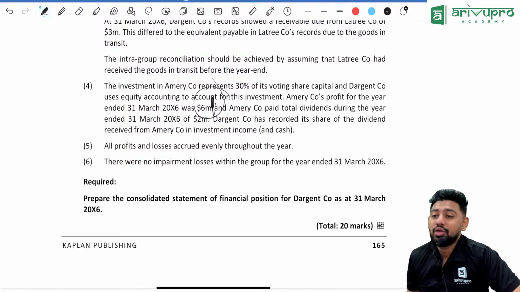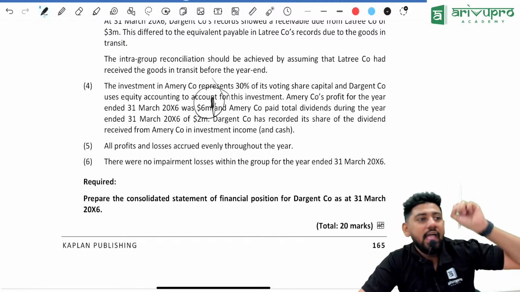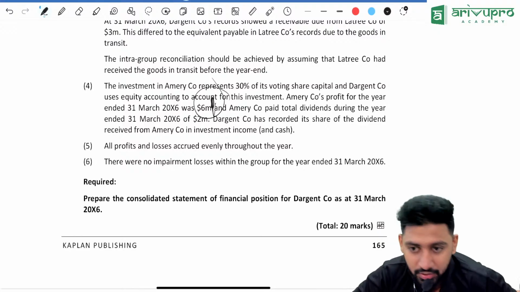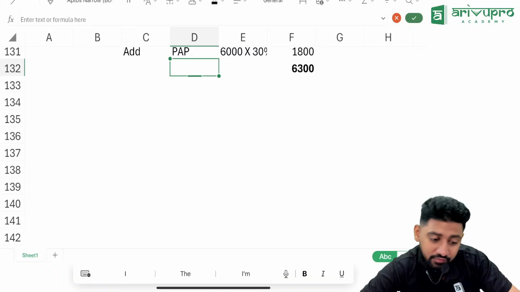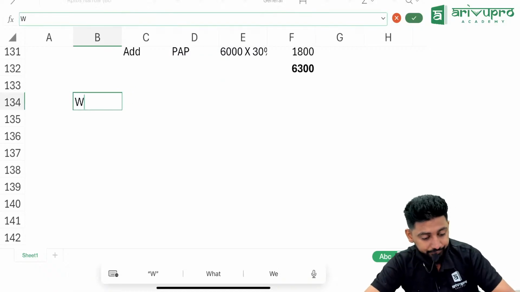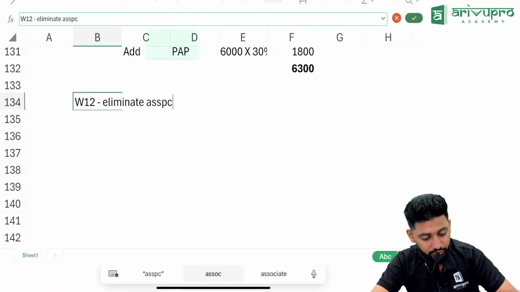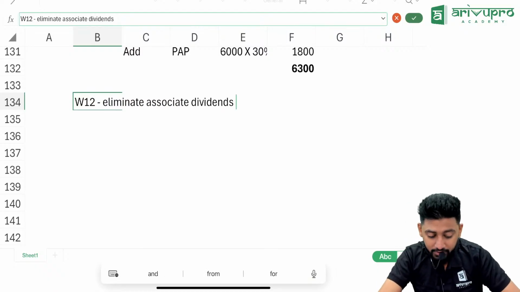Did we cover? Go to my tune. Under investment in associate, I said any dividends will be eliminated, correct? So therefore, what you have to do is, if you have dividends, once again, working number 12, eliminate associate dividends. Why do you eliminate?